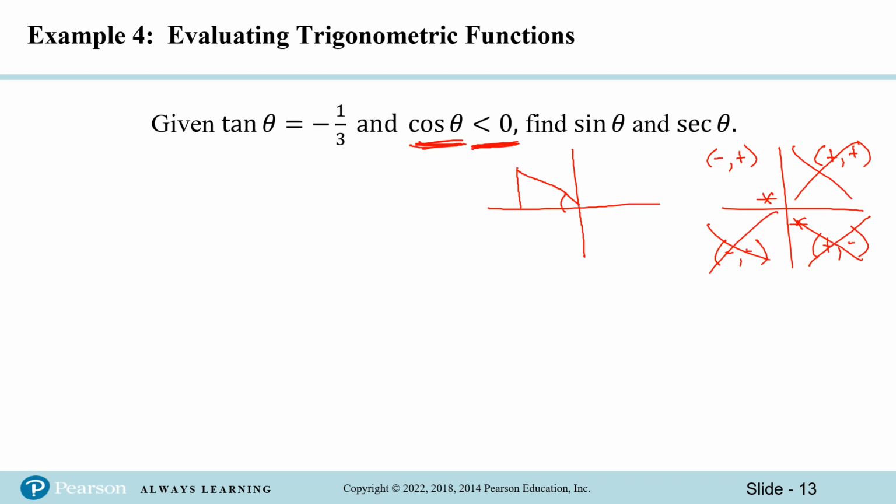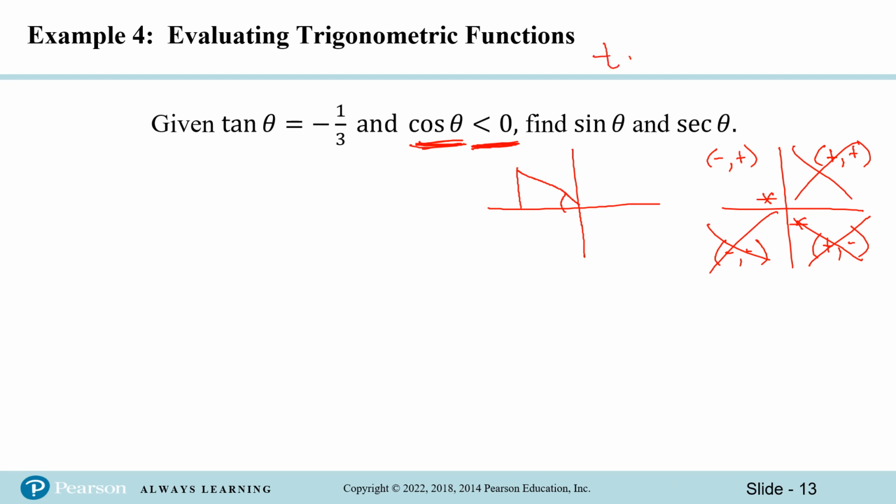All right, so here's my angle, and it's negative 1/3. Okay, so my x is negative, right? So I'm going to put my negative 1 here, and my y is positive. So I'm going to put a positive. Whoops, I did that wrong. Hold on. Okay, I'll try again.